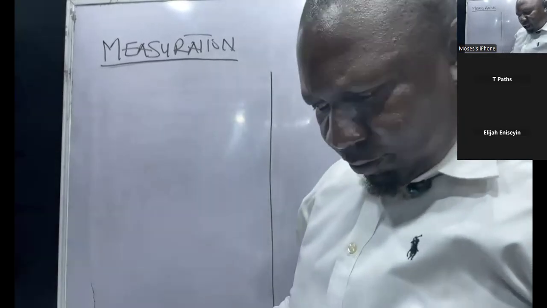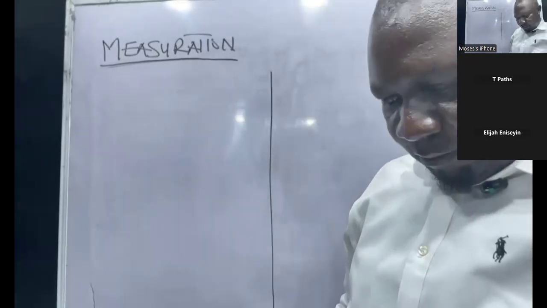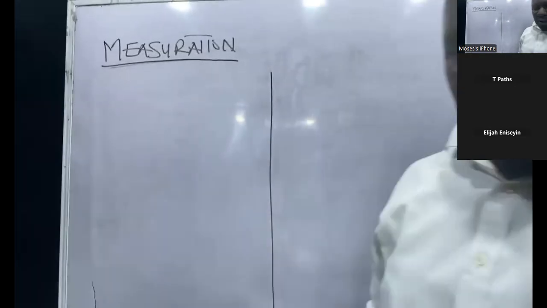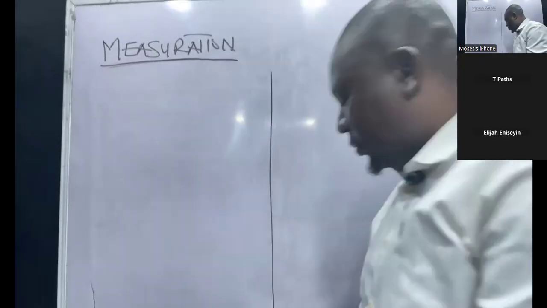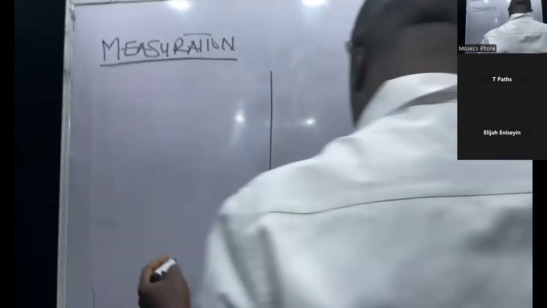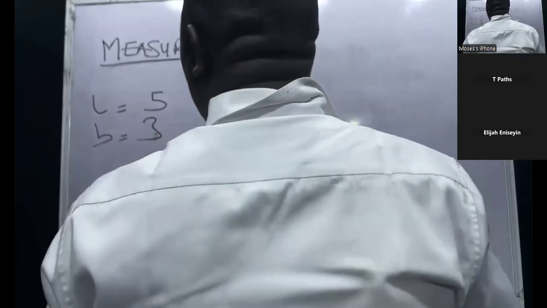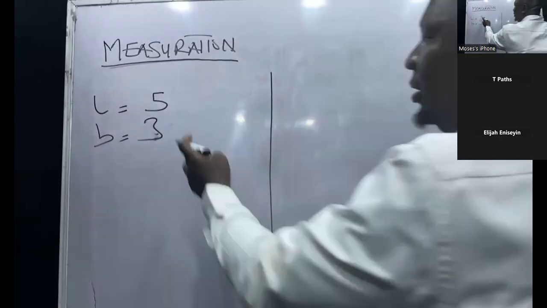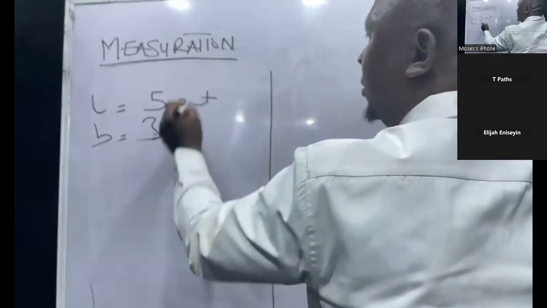It says the length and the width of a rectangle are in the ratio 5 to 3. If the perimeter of the rectangle is 80 centimeters, find the width. When you see a question like this, just put it down. For the rectangle, the length is 5, the breadth is 3. When they say 5 ratio 3, it means this is in 5 parts, this is in 3 parts.